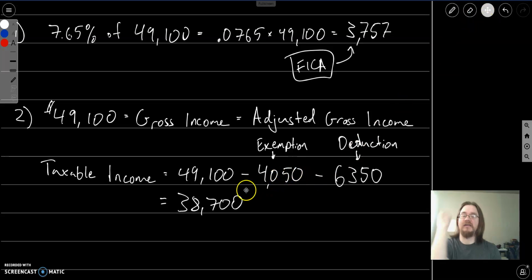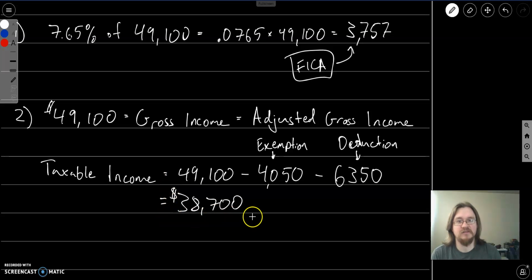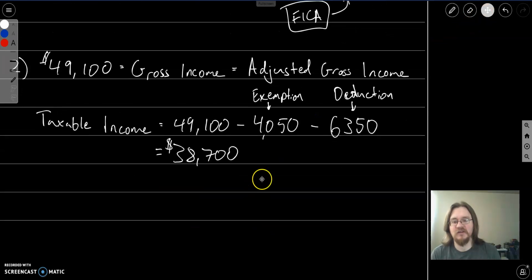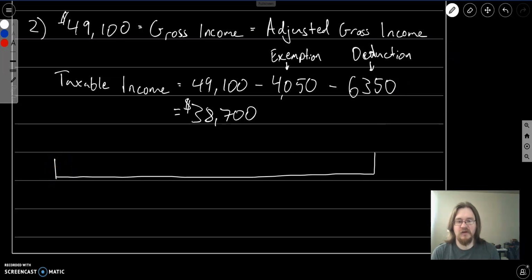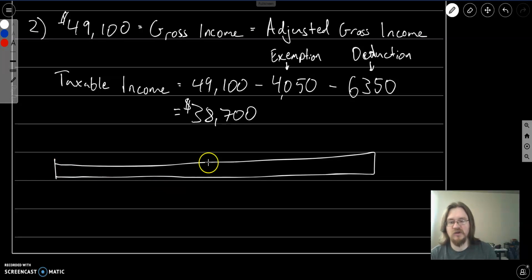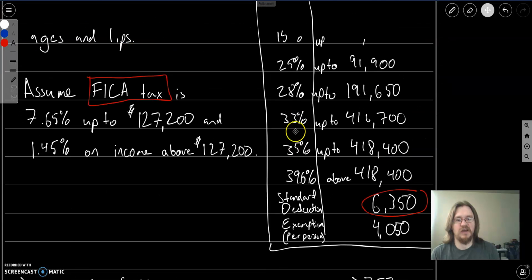Cool. So this is going to be their taxable income. So this is how much money they're going to have to pay income taxes on. But just how much are they going to have to pay income taxes? Well, this is where I like my bar that I fill up, and we will see how much goes in each tax bracket. So they earned $38,700. So let's start chopping this up into what falls into which tax brackets.